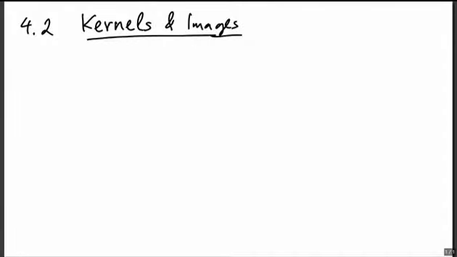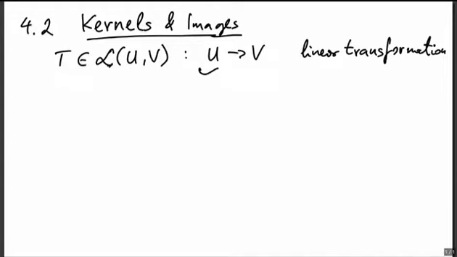The title of section 4.2 is Kernels and Images. We continue working with linear transformations. So T will always denote a linear transformation from vector space U into a vector space V. This is also true in general for mappings, these definitions that I will cover, but we only need these definitions actually for linear transformations. Here U is called the domain of T.